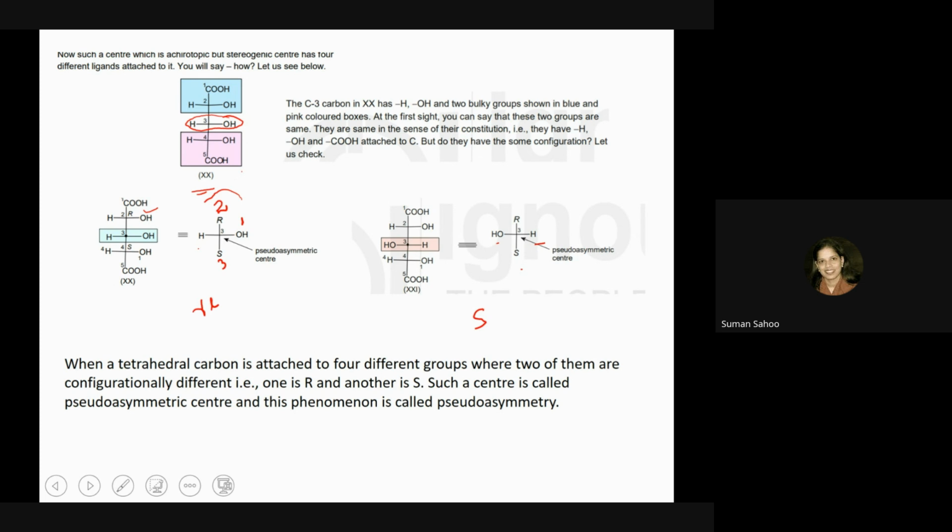So this type of asymmetric center is known as pseudoasymmetry. When a tetrahedral carbon is attached to 4 different groups where 2 of them are constitutionally the same but configurationally different, one is R and another is S, such a center is called a pseudoasymmetric center, and this phenomenon is known as pseudoasymmetry.